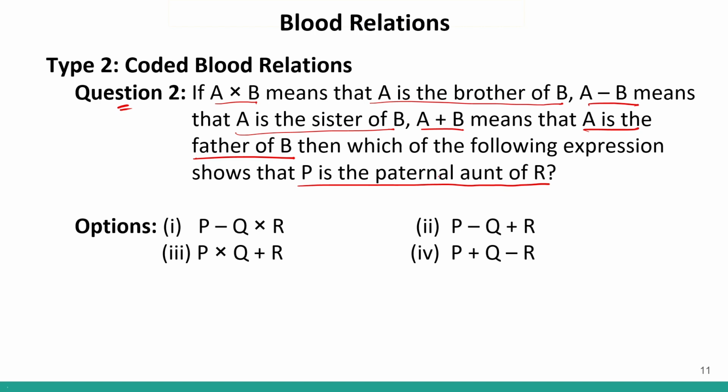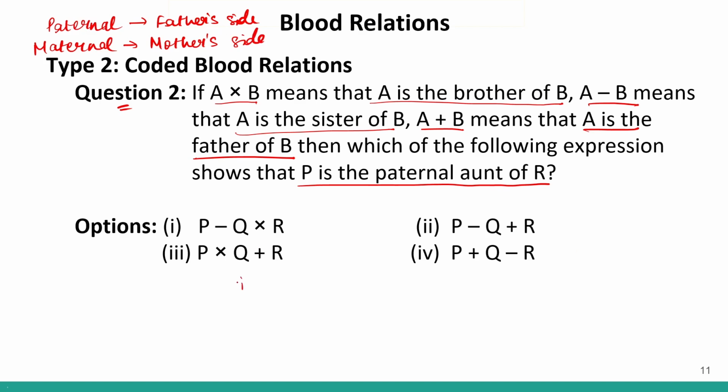Paternal aunt means father's sibling. Paternal means father's side, and maternal means mother's side. Now let us solve this.